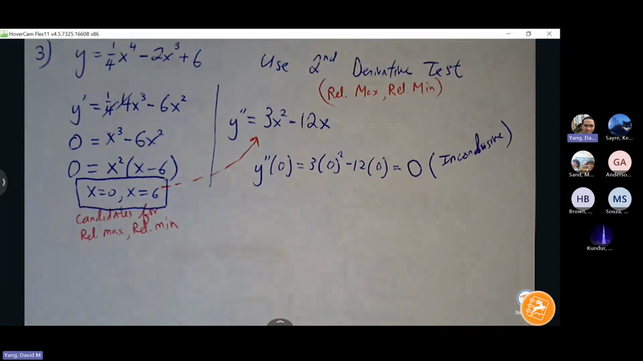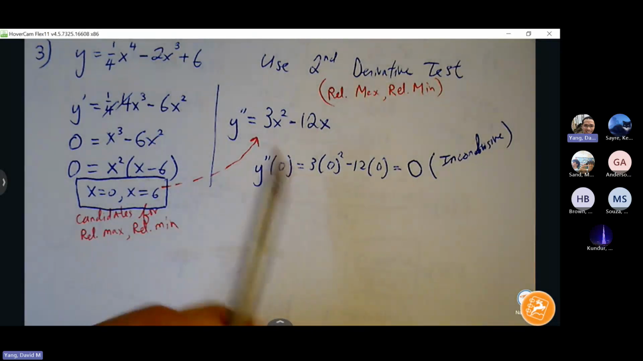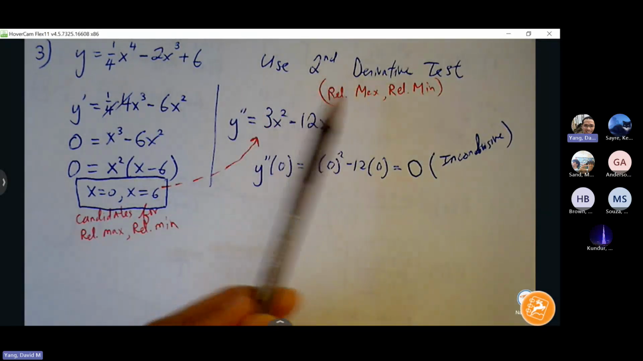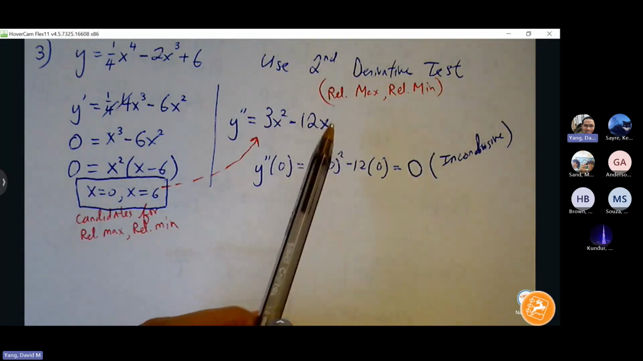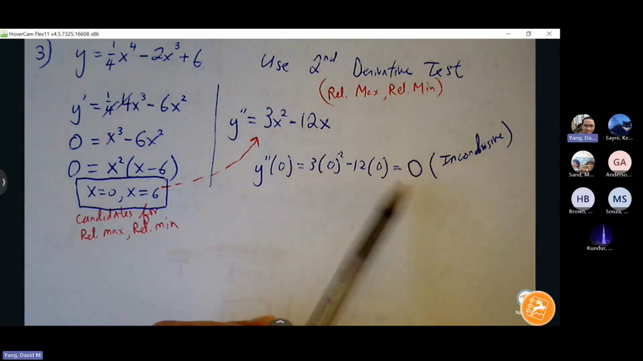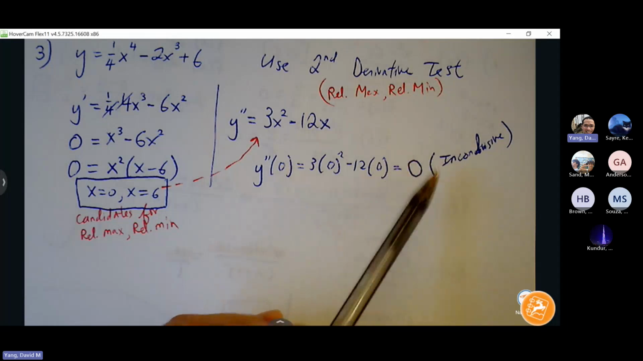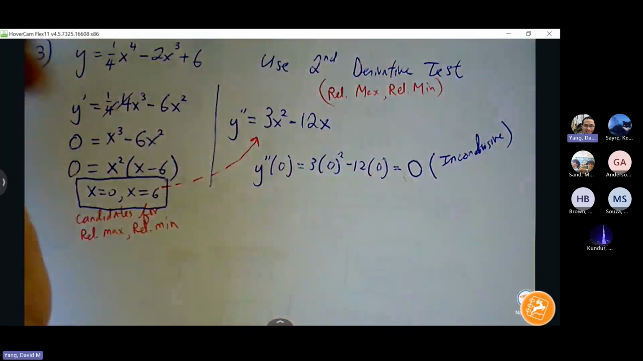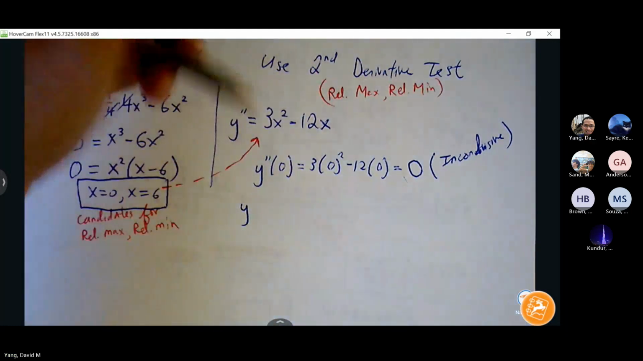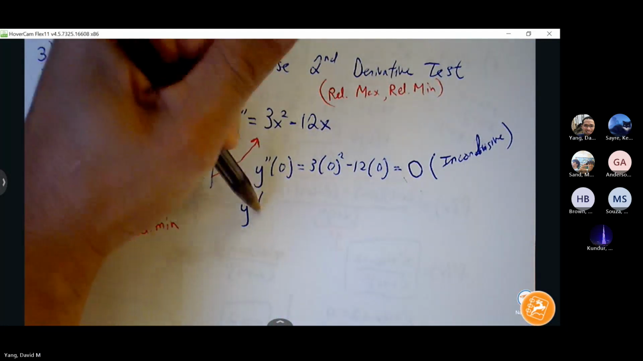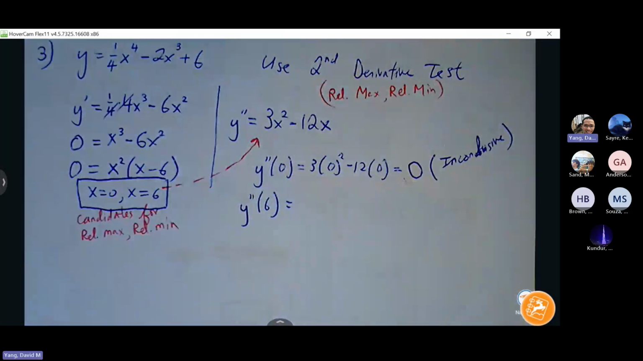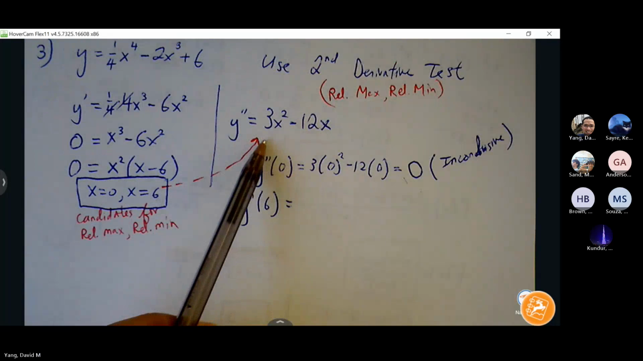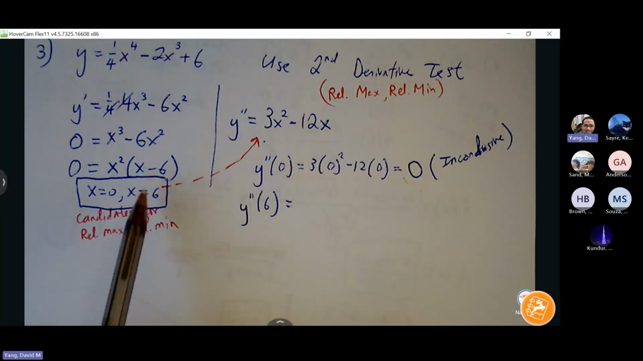Meaning that if we really wanted to find out what's going on at 0, we would have to go through our f prime sign line and actually see if there's a change in sign to tell if it's a relative max, relative min. But it's probably neither. It's probably just a horizontal slope without a max or a min. But we don't know. Okay, y double prime of 6. We'll test our other candidates.